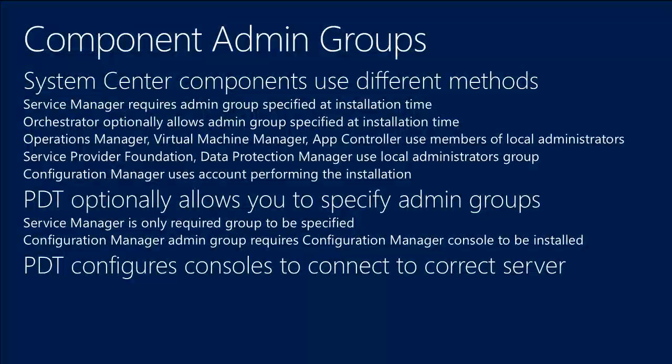Then we also automatically configure the console to connect to the right server. If you're running the installer on the system that the console is going to be installed on, we will do this. That's the only one we can actually do it for. So after I've installed Orchestrator and I run the Orchestrator console, instead of it coming up with an RPC error, which is what it does by default, it will automatically connect you to the right server.